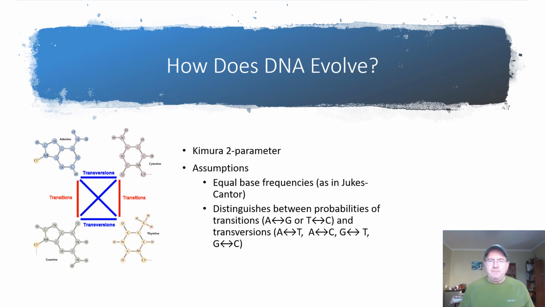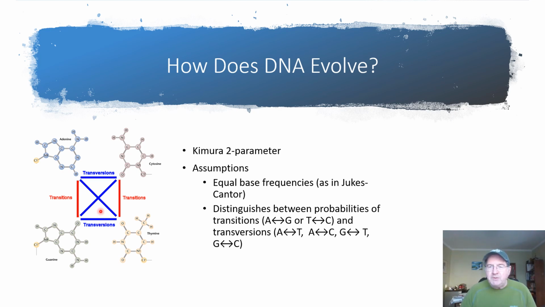Take a next step up in complexity, the Kimura 2-parameter model, which makes the same assumption as Jukes-Cantor, that the bases occur in equal frequencies. But instead of assuming that any change... in this diagram here we have adenine, cytosine, thymine, and guanine at the vertices of this square, and we're talking about the changes from one to the other. So in this case, from adenine to thymine, it's represented by that blue diagonal, and from adenine to guanine by the red vertical line. In the Jukes-Cantor, the probabilities of each of these lines is equal. They're all the same.